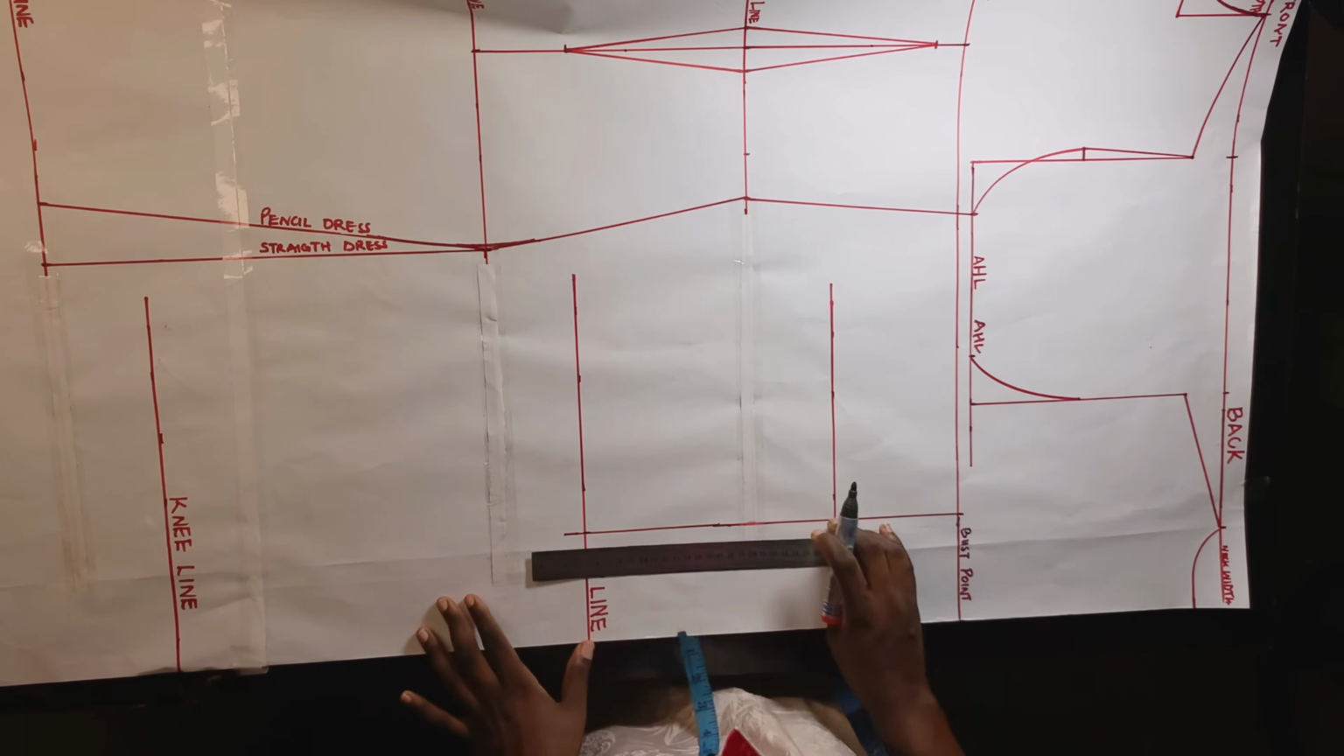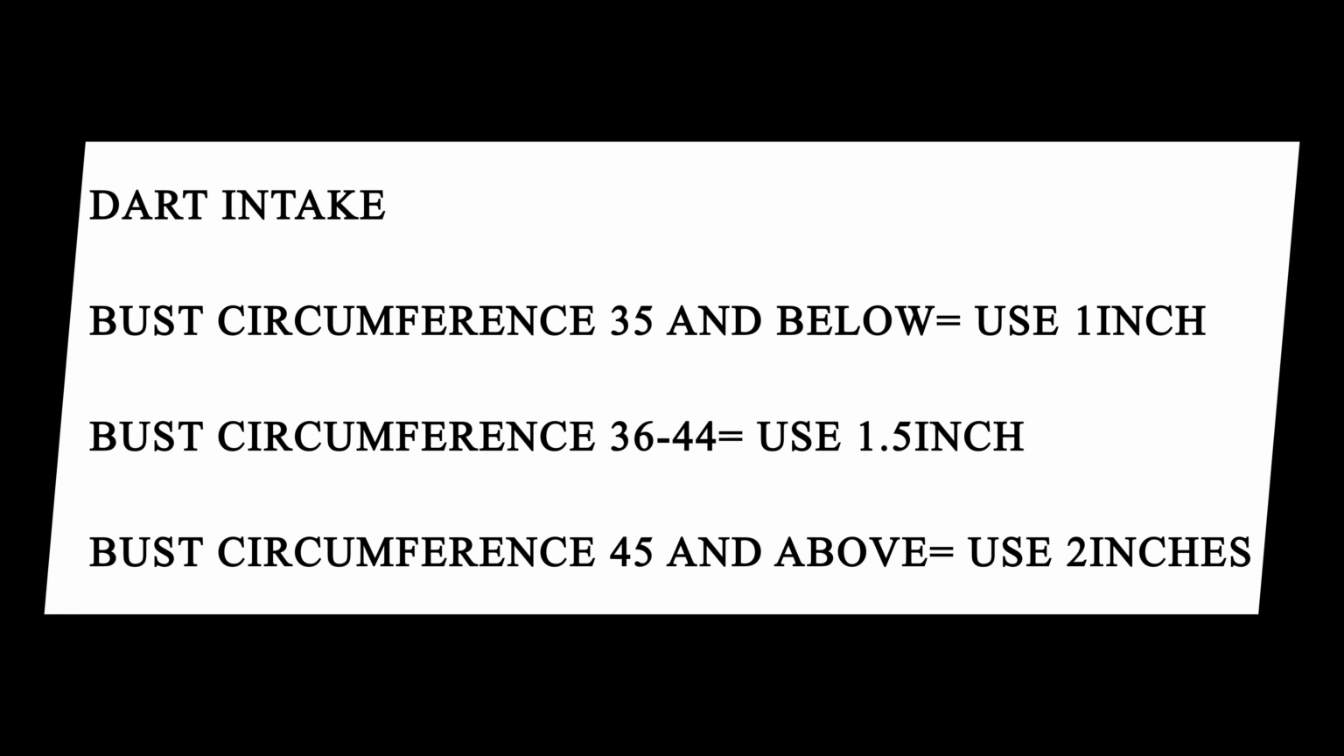The next step is to take in our dart, and I would like us to refer to the dart intake we used in front. If your bust circumference is 35 inches and below, use 1 inch. 36 to 44, use 1.5 inches. 45 and above, use 2 inches. My bust circumference is 39, which falls in between the 36 inches to 44 inch mark. So I'm going to be using 1.5 inches, just like I did for the front.